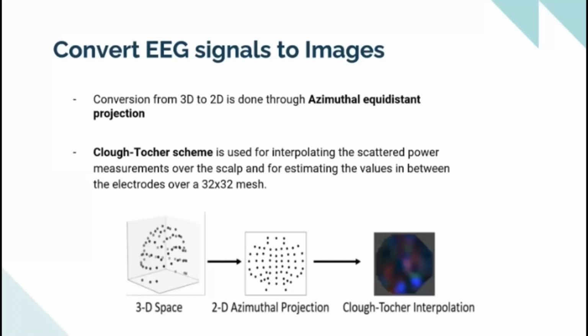And as you can see in the image below, the first graph represents the location of the electrodes in the original 3D space. The second part represents the projection of electrode locations using the topology-preserving azimuthal projection. And the last part represents an image after the Clough-Tocher interpolation was applied.